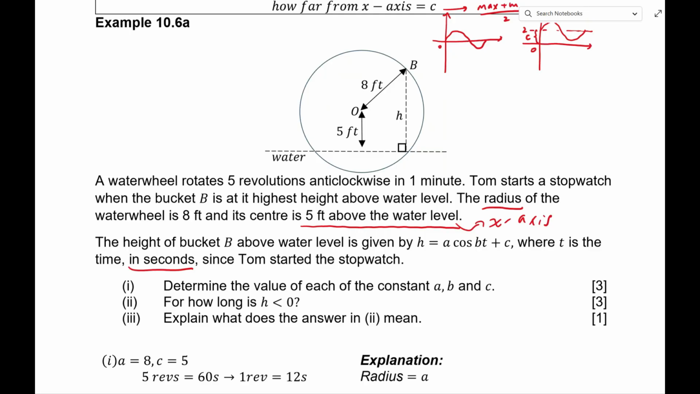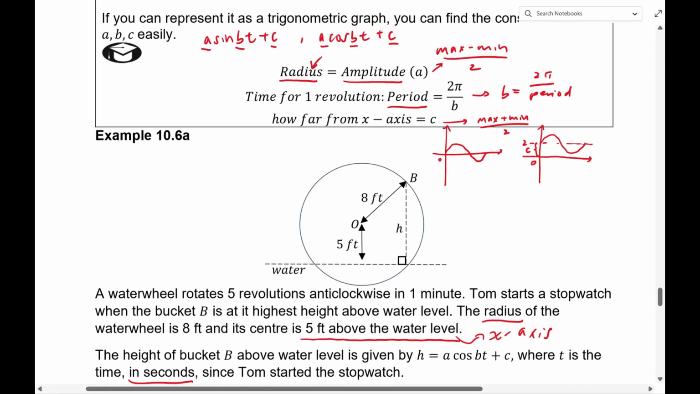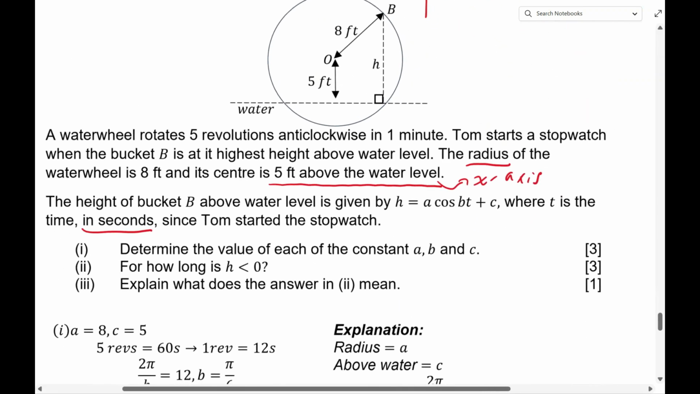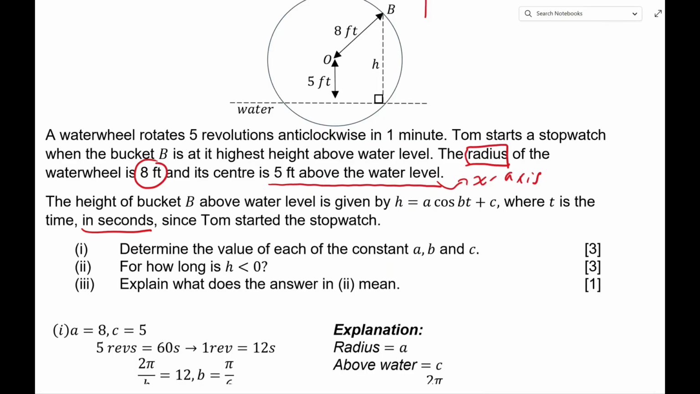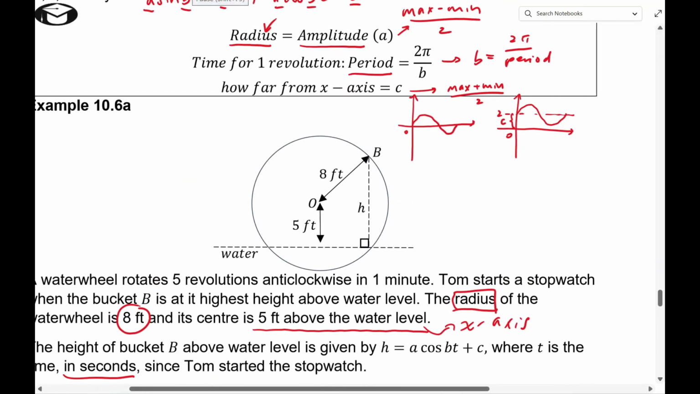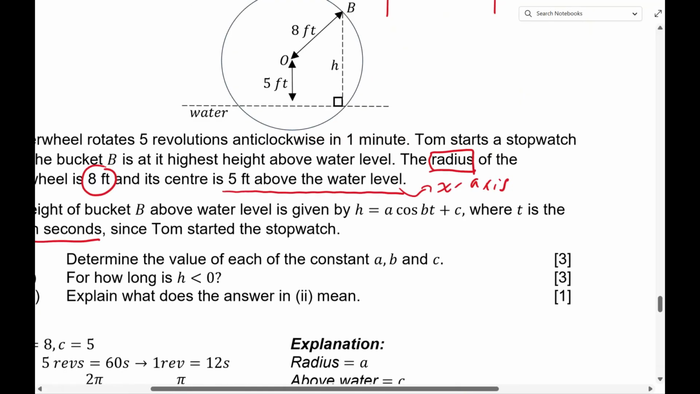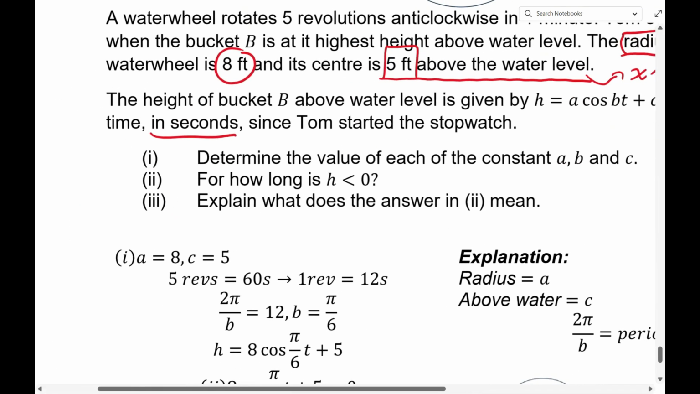Part 1. Determine the value of a, b, and c. A, if we recall, is also known as the radius. The question did specify the radius of the water wheel being 8 feet. That's why our a just equals 8. Secondly, if you recall, c is how far the graph is from the x-axis. So since we are taking our water level as the x-axis, it's mentioned in the question that the center is 5 feet above the water level. So it's 5 feet away from the x-axis. That's why our c is also equal to 5.